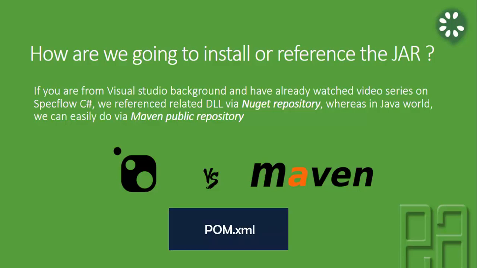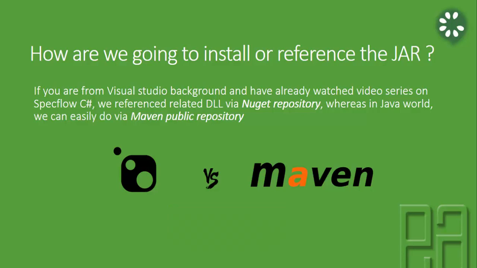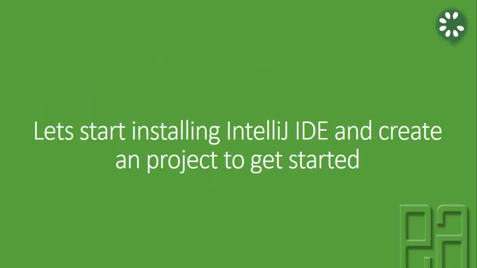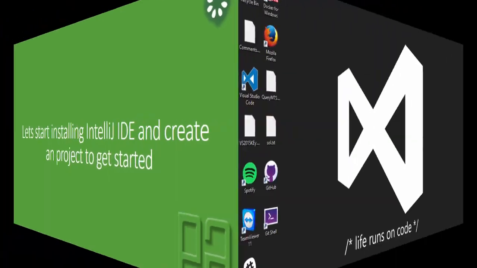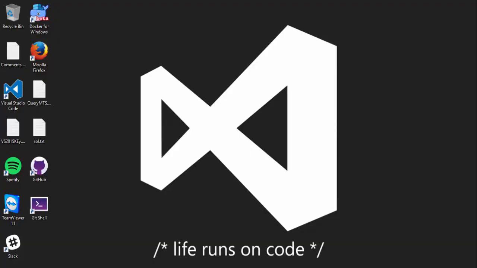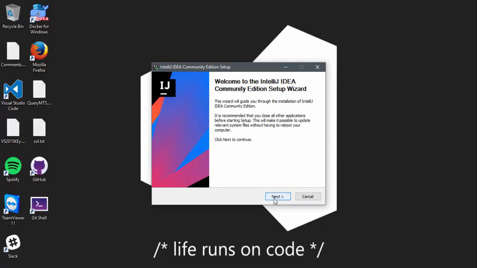So if you add the dependencies in that POM file, all the jar files required will be downloaded for you, right? So let's start installing IntelliJ IDE in our machine and start creating a simple project in our IntelliJ IDE. So for that, I'm gonna flip to installation mode. I have already downloaded the IntelliJ IDE in my machine, so I'm going to start installing the IDE.